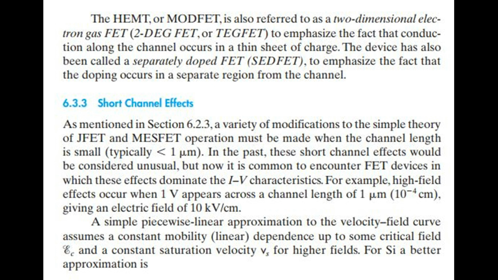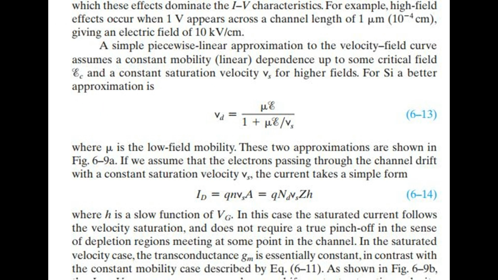A simple piecewise linear approximation to the velocity field curve assumes a constant mobility, linear, dependence up to some critical field, and a constant saturation velocity for higher fields. For silicon a better approximation is where mu zero is the low field mobility. These two approximations are shown in Fig 6.9a. If we assume that the electrons passing through the channel drift with a constant saturation velocity, the current takes a simple form, where h is a slow function of gate voltage.